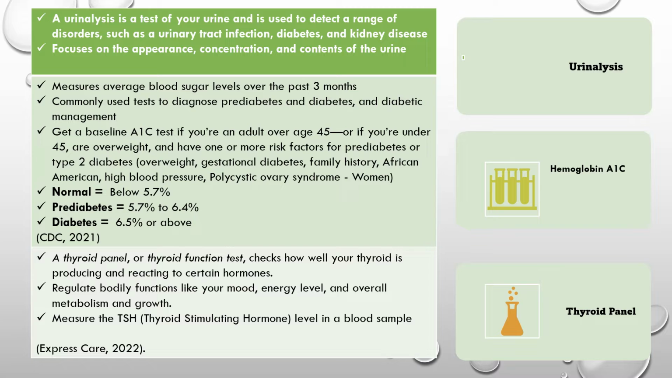But a urine sample does detect if there's urinary tract infection. It's also used to determine diabetes based on if there's glucose being spilled in the urine, and also kidney disease, because it gives an idea of the concentration in the urine and the color as well. And when we say content, we're thinking about like ketones or any bacteria that's in the urine.